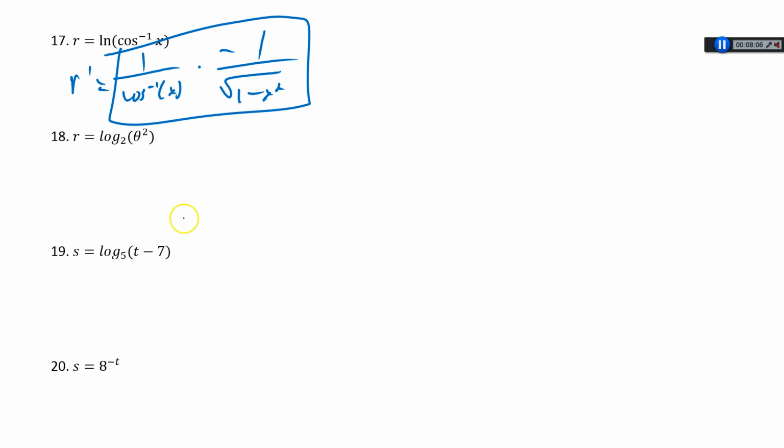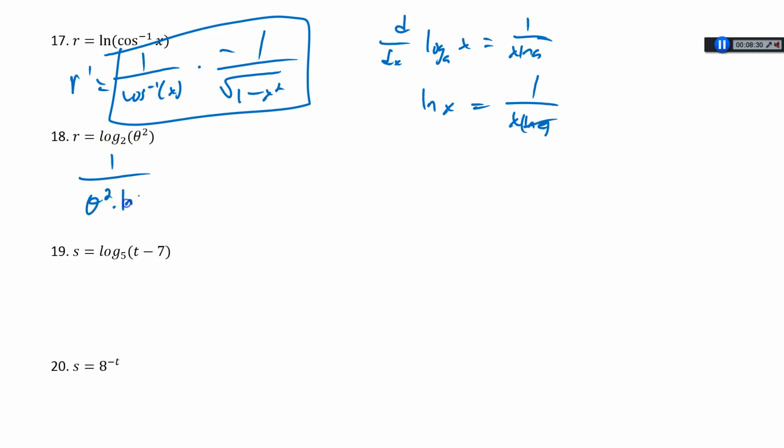Log base 2 of theta squared. I didn't put this on my summary screen, but I should have. The derivative of log base a of x is 1 over x ln a. Remember, you had that extra ln a down there, because if it's natural log, that'd be 1 over x ln e, but ln e is just 1, so you don't have it there, right? Okay, so this is going to be 1 over theta squared times ln of 2, because that's what we have here. Then we have to multiply by the derivative of the baby, which is 2 theta. One of those thetas cancels, so I'd write this as 2 over theta ln 2.